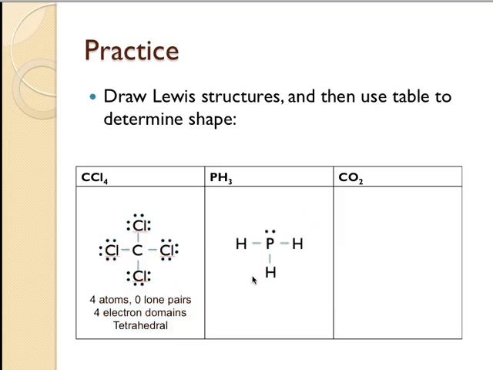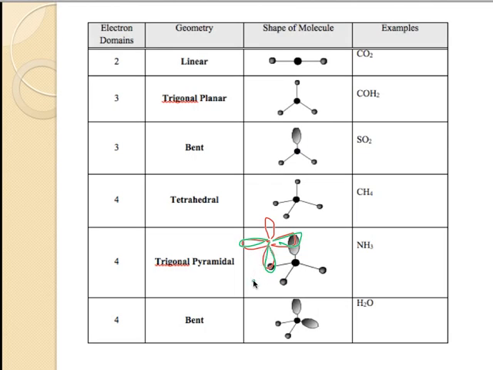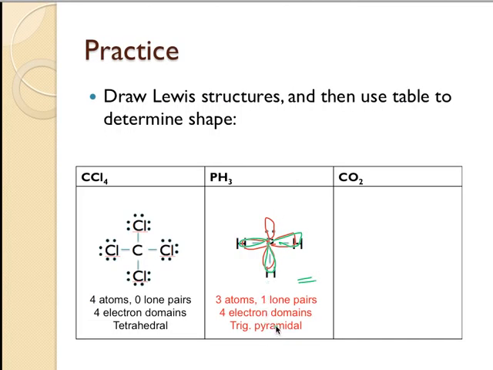Looking at PH3, here's the Lewis structure. Looking at the electron domains, I have 1, 2, 3, 4. Of those, I only have 3 that have an atom connected to it. So looking at the table, you should be able to pick up on it being trigonal pyramidal.